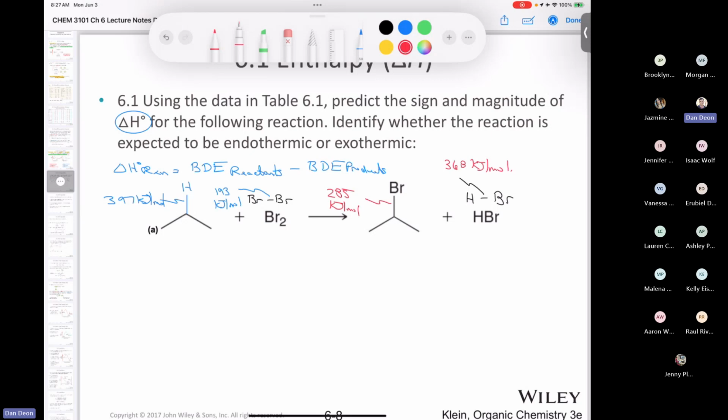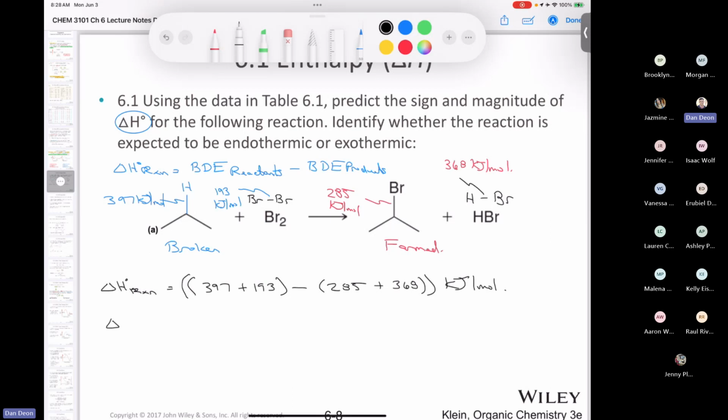Okay, so now that we have the bond association energies of the bonds that are broken, these are the bonds that are broken over here, and then the bonds that are formed, all we have to do is plug the numbers into the formula. So let's give it a shot here. We're going to say the delta H naught of our reaction is going to be equal to the bond association energy of the reactant. So we have 397 plus 193. I'll put kilojoules per mole all at the end, so I'll just put this in a bracket here. Subtract 285 plus 368. And I'll put all that in brackets, kilojoules per mole, like that.